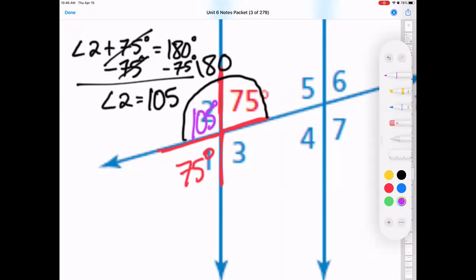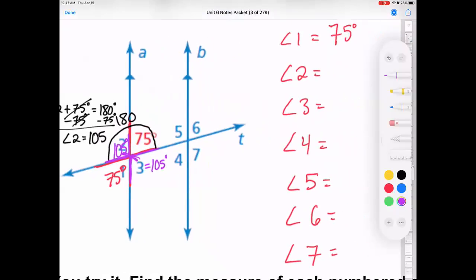Phenomenal job to that individual. We got another set of vertical angles. There in the purple is 105. Angle 3, directly across from it, is also going to be 105. So angle 3 is 105. So far we have angle 2, which was 105. Angle 3, which is also 105.